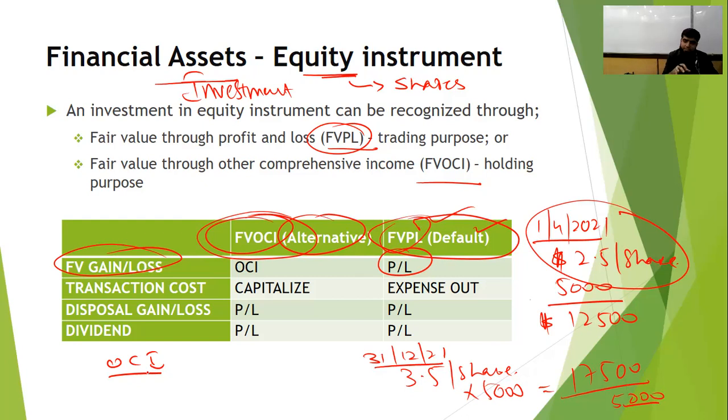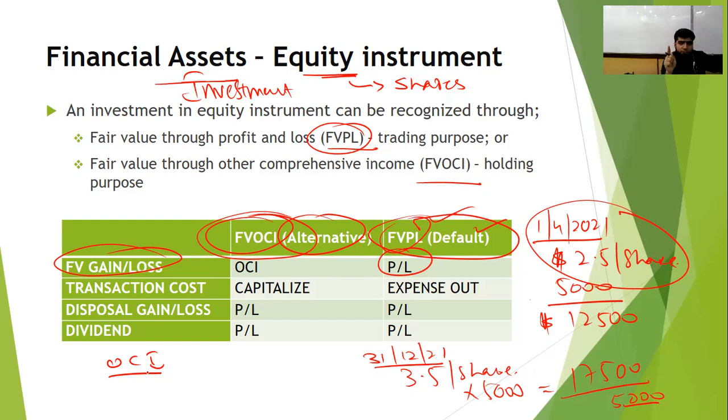So IFRS 9 says that if you are following the fair value through OCI, it means you have bought these shares for long-term purposes. And if you have bought these shares for long-term purposes, any fair value gain, it's not a disposal gain, it's a fair value gain, an increase in the market value, or a decrease in the market value, that is a fair value loss, will be recognized in OCI as an unrealized gain or loss, and hence it will not be recognized in P&L.